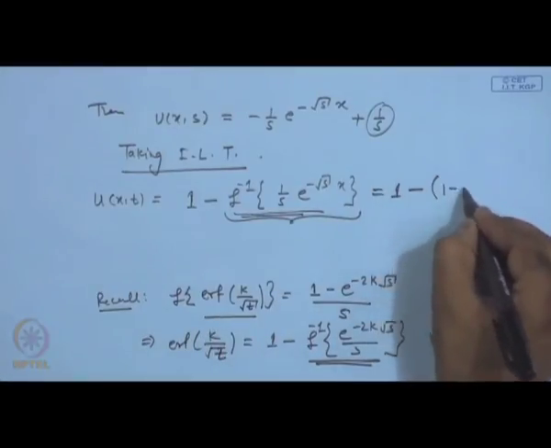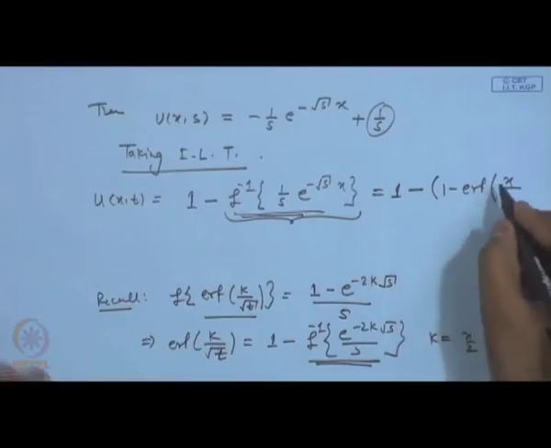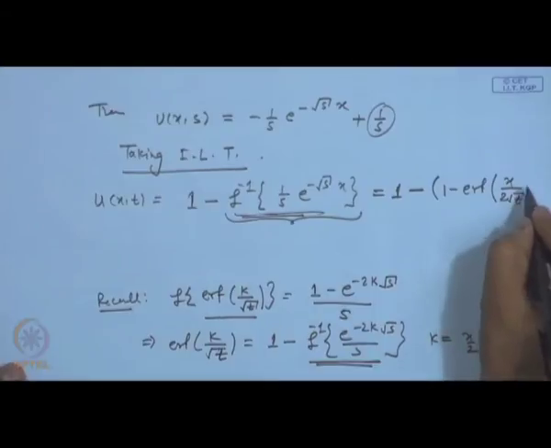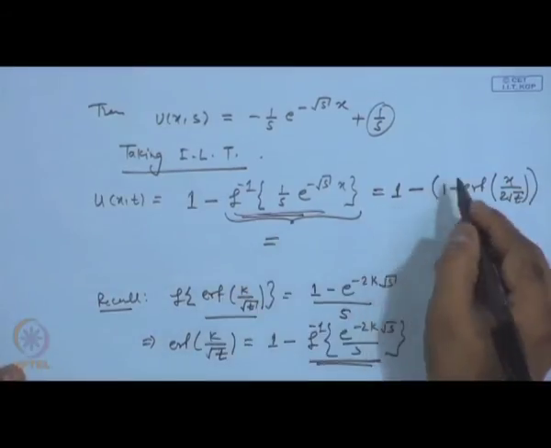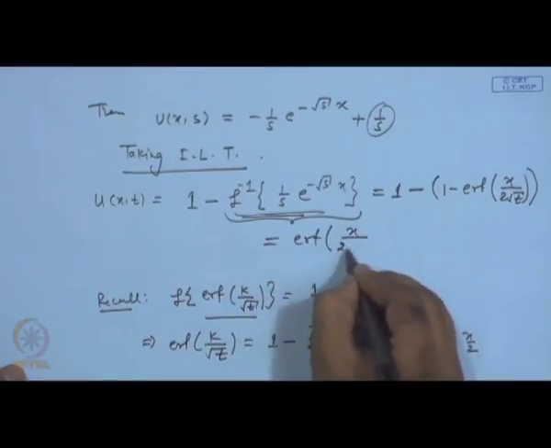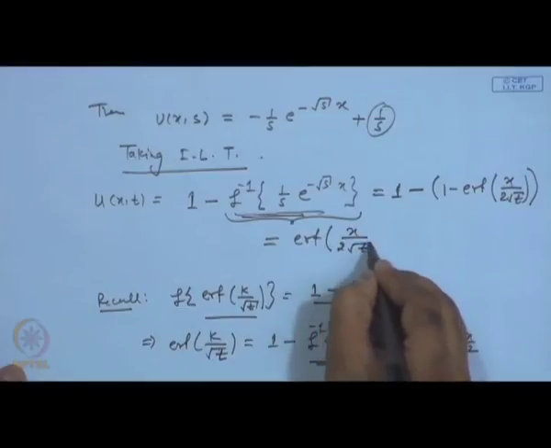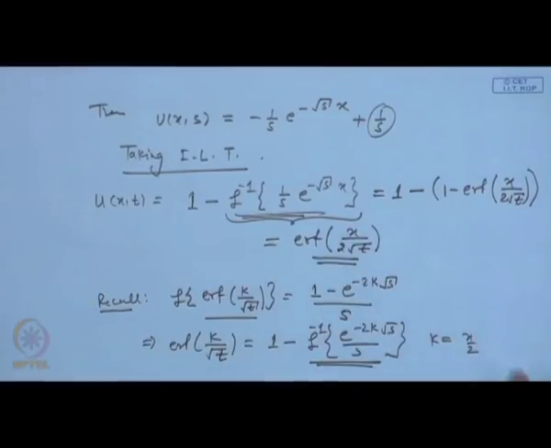So what we have then is 1 minus the error function, with k as x by 2 square root t. The 1 will get cancelled with this one, and we have the error function of x over 2 square root t, and this is the solution of that heat equation.